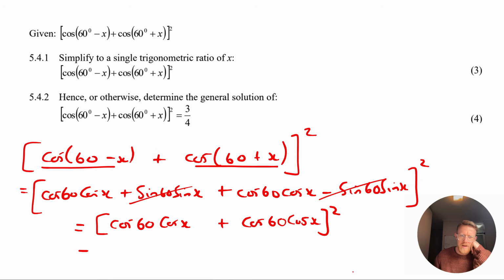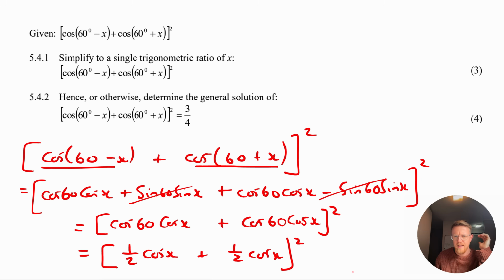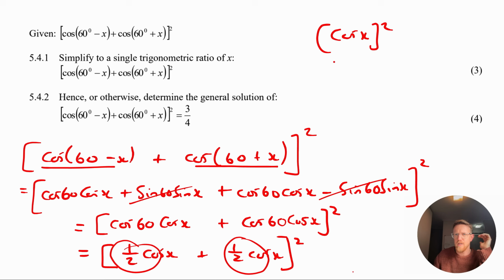Now we need to remember that cos 60, or anything with a 60, 30, 45, is a special angle. And so cos 60, if you just type it on your calculator, is a half, so a half cos x, and then this one will also be a half cos x, and then that's squared. Now a half cos x plus another half cos x just becomes 1 cos x. I'm just going to say cos x, and then that needs to be squared, and so it's going to be cos squared x as our answer.